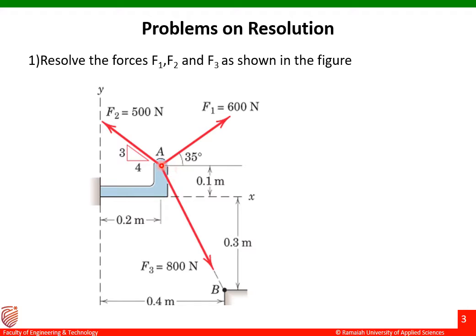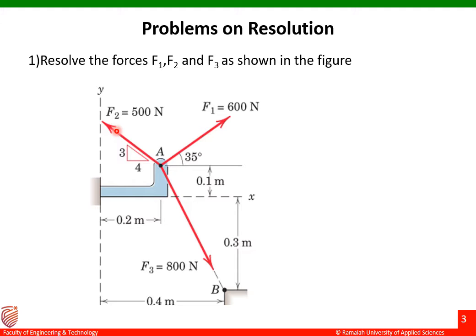What is the width of the hook? It is 0.2 meter, from the reference axis to the center of this particular portion. This is 0.2, and the vertical distance from the x-axis to the center point is 0.1 meter. And you can see there is a point B here, and a point A. What is the horizontal distance from the y-axis to point B? It is 0.4. And what is the vertical distance from the x-axis to point B? It is 0.3 meters.